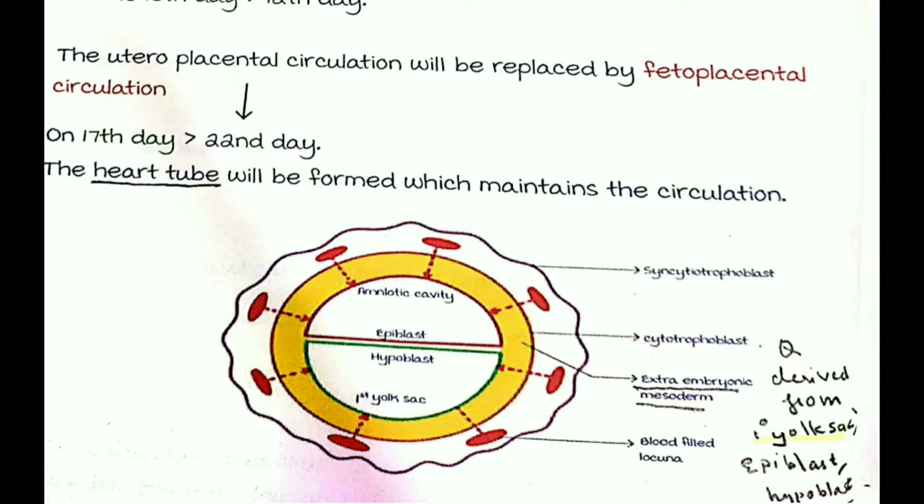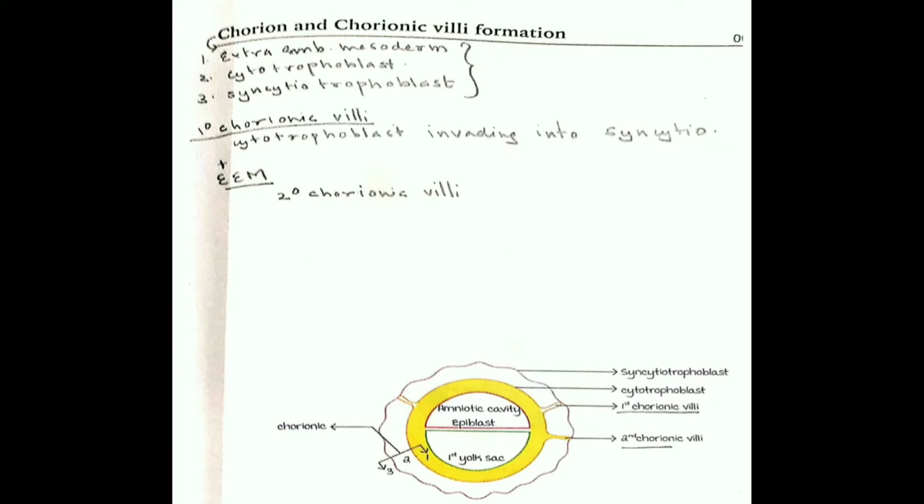So if we get a question like extraembryonic mesoderm is derived from, then it is derived from the primary yolk sac only. Like in the options, if it is epiblast, hypoblast, or primary yolk sac, for the extraembryonic mesoderm the right answer will be primary yolk sac. So now let's see what is chorion and the chorionic villi formation.